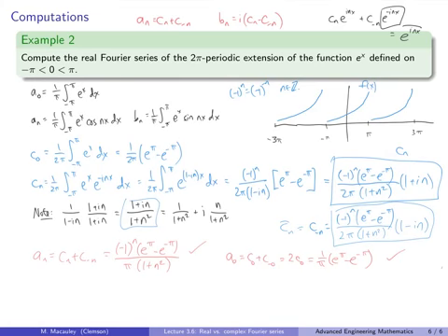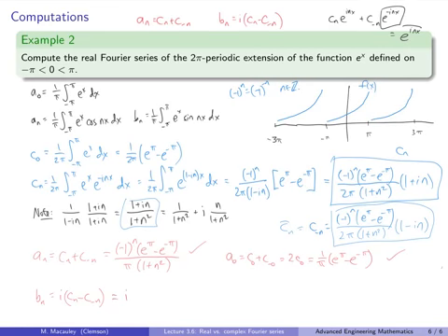Okay, so Bn, let's compute that. So Bn is i times Cn minus C negative n. So if we subtract these things together, now the real parts go away, and we are left with this term times 2 times in. Okay, so it's really easy to miss an i or miss a negative sign here.